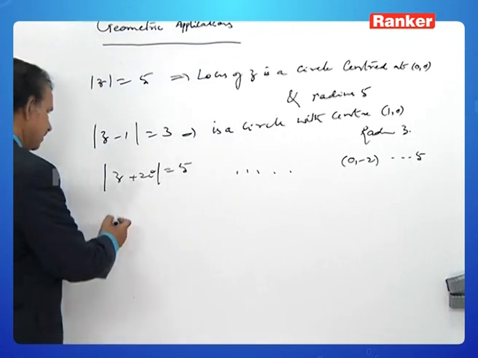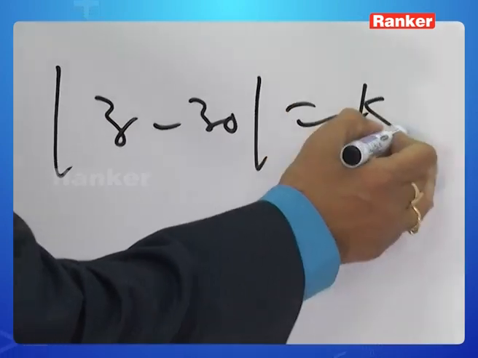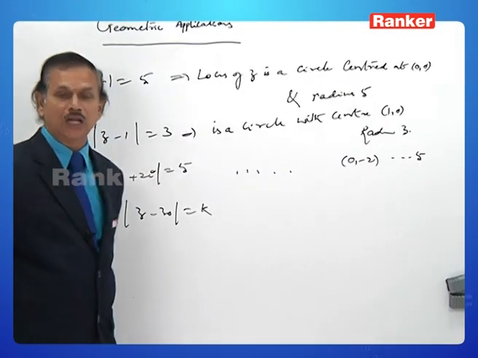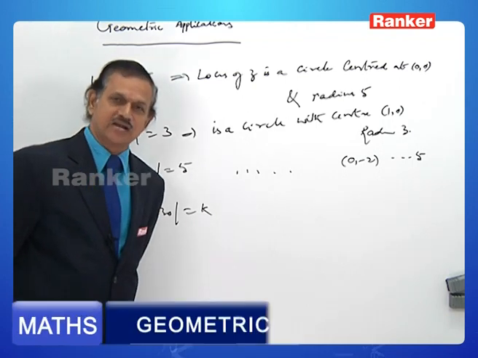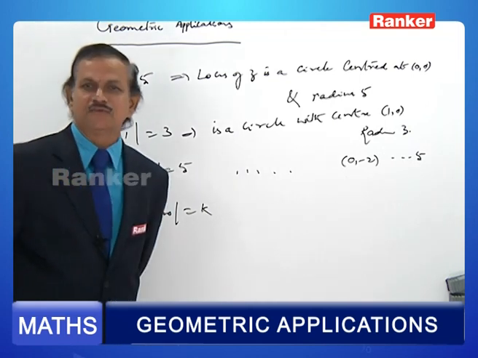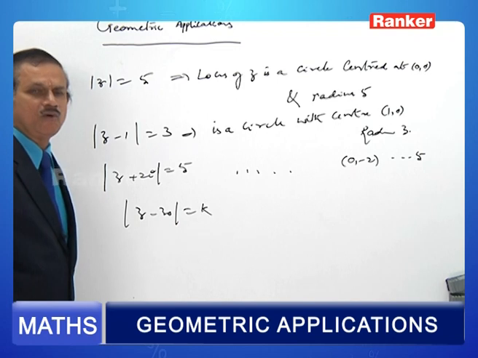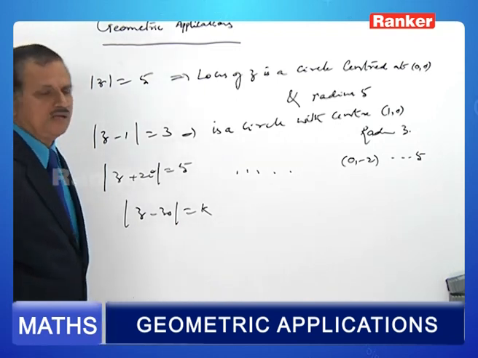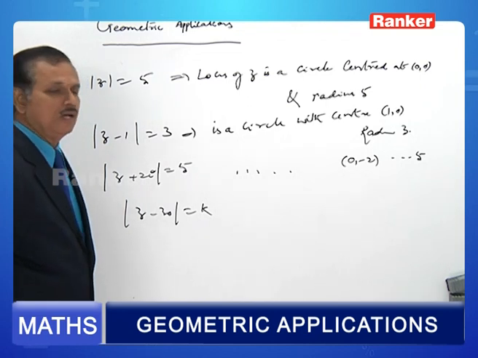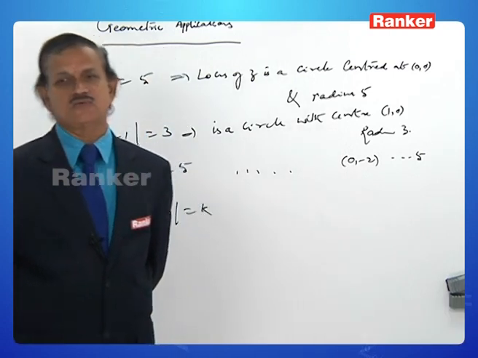And in general, the most general concept, mod z minus z naught is equal to k. What is this? It is nothing but a circle with center z naught and radius k. You can take z is equal to x plus iy and z naught is equal to a plus ib. That's x minus a plus i into (y minus b). If you find the modulus and square it, then x minus a whole square plus y minus b whole square is equal to k square.